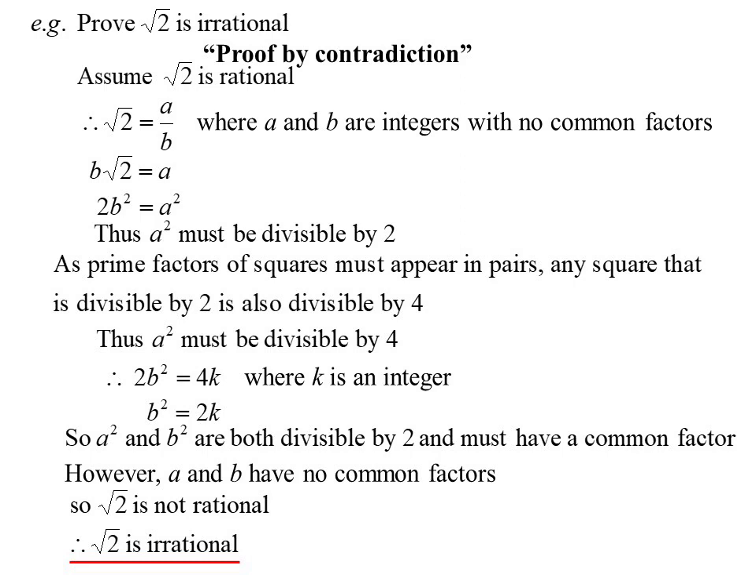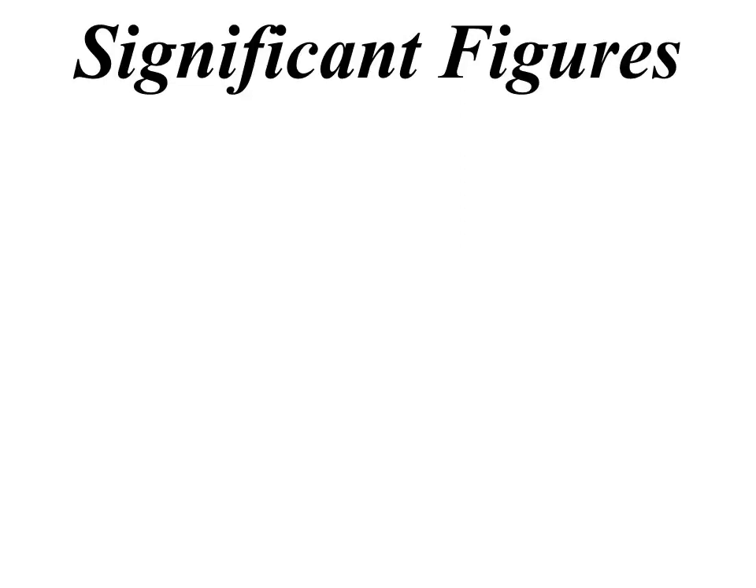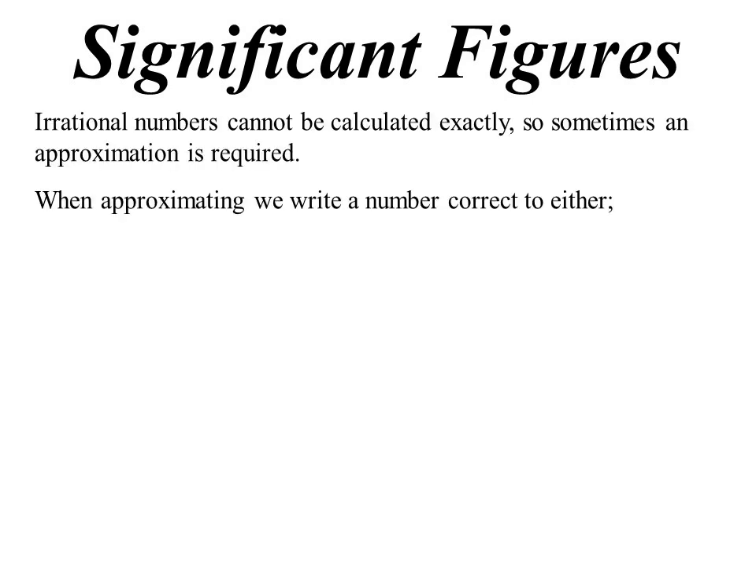And there's my proof. Let's talk about these things called significant figures. Our irrational numbers, we can't work them out exactly. Now, sometimes an approximation is going to be required, certainly in science, because they have problems when we say, what's the area of this shape? And we'll say, oh, well, look, it's 4 pi. Now, we're happy with that. Pi is an exact number, but in science they're not. They would like us to round off, and they often use significant figures.